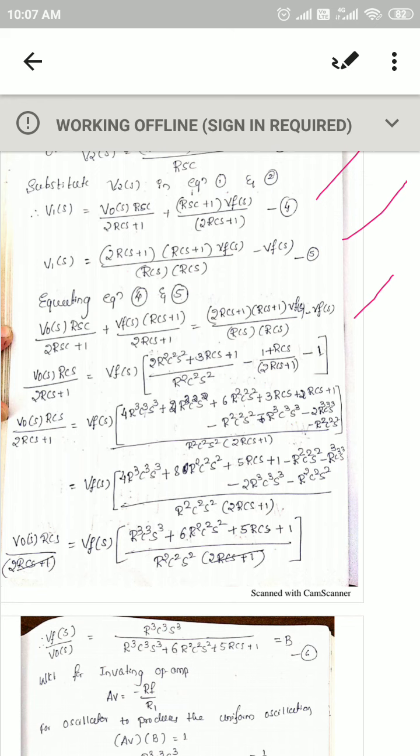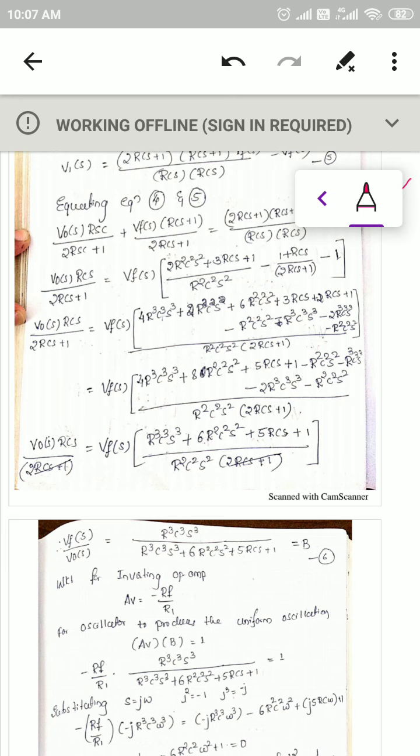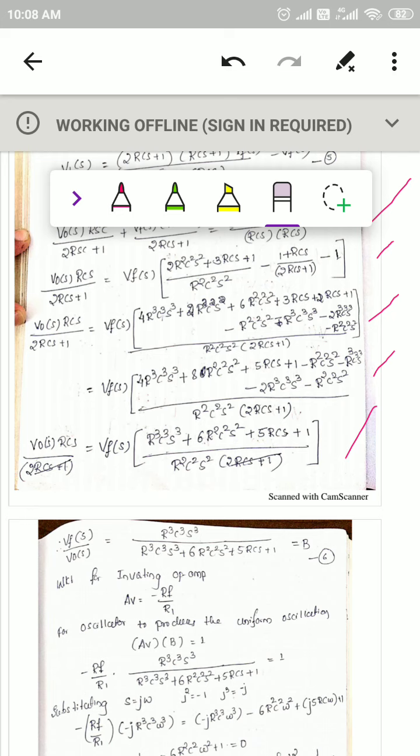So this is after one step, two step simplification, and so on, three steps. Like this you simplify for VF of s divided by V0 of s. After simplification, you have to get the equation for VF of s divided by V0 of s. So by comparing equation number 4 and 5, simplifying it and calculating VF of s divided by V0 of s, you will get this particular equation, that is called B. B is nothing but the feedback path gain.